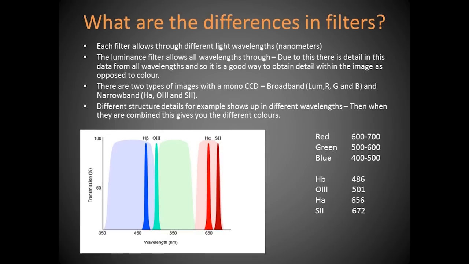Your red, for example, is much broader. This is why they're called broadband filters, because here you're allowing at least 100 nanometers of light through with red, green and blue. And with your narrowband filters, your H-beta, your O3, your H-alpha and your S2, you're allowing a very, very narrow amount of light through.